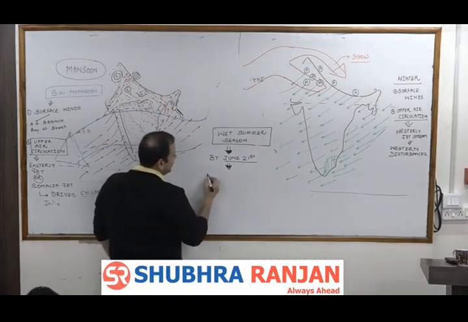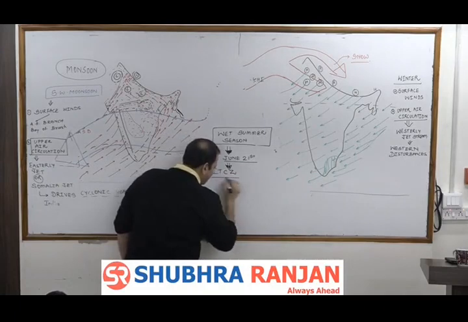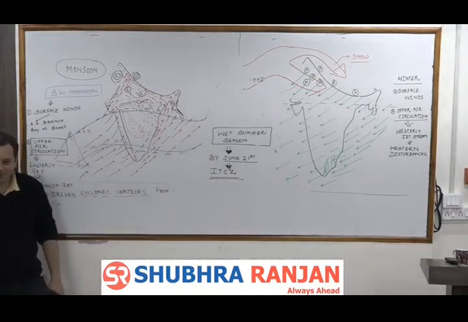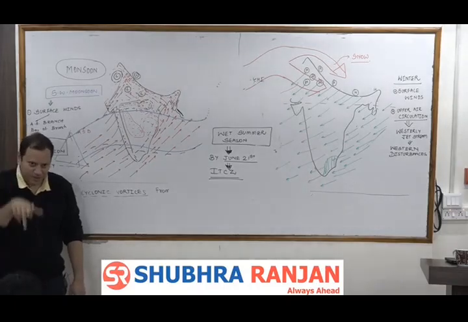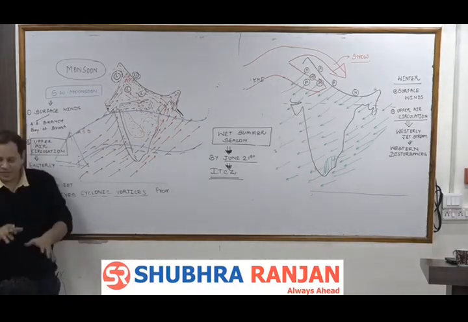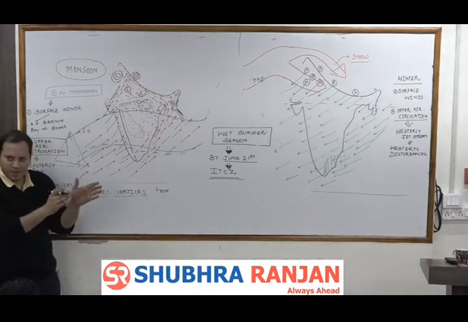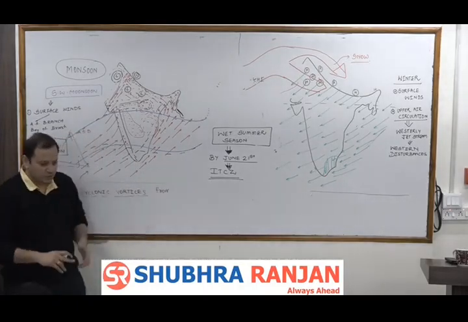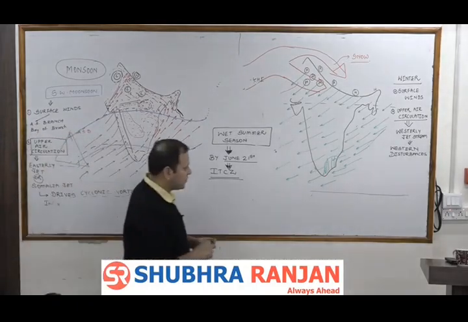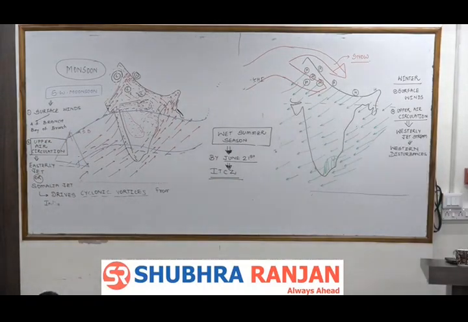So on June 21st, you remember the sun is above India, meaning where is the maximum heat? Below the sun, that is below India. Therefore we will say that where there is maximum heat, that is the lowest pressure, and therefore we say ITCZ shifts to India. So by 21st of June, ITCZ shifts over India.